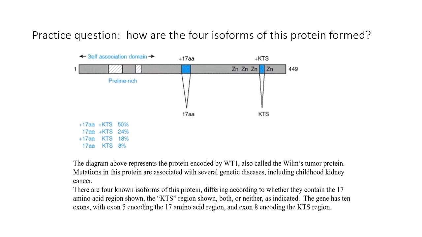So the plus 17 plus KTS would result from transcripts in which both of those exons were included. Neither one was skipped. The minus 17 plus KTS come from RNAs that were spliced such that exon 5 was skipped, but exon 8 was included. Plus 17 minus KTS are ones that included exon 5 and skipped exon 8. And finally, we have the ones that are minus for both of those, and those came from RNAs where exons 5 and 8 were both skipped. So it looks like a fairly intimidating question, but it's really actually pretty simple.